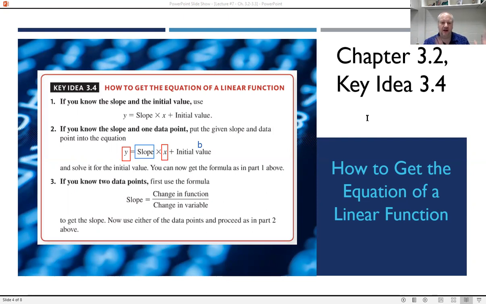So please, my friends, keep on coming back to this slide. Keep on coming back here and looking at this one, or go in your textbook and look at KID 3.4 over and over again, because it's great advice about how to handle it when you have the slope and the intercept given straight out, when you have a point and a slope given, and when you have just 2 points. It's all right here how you're supposed to do it. All right.